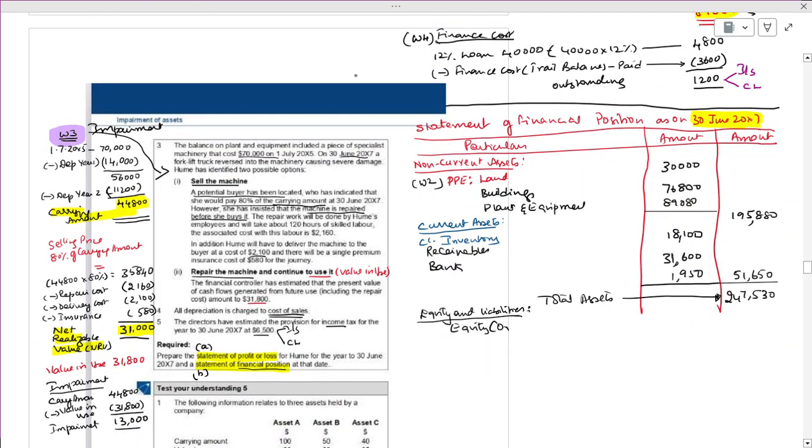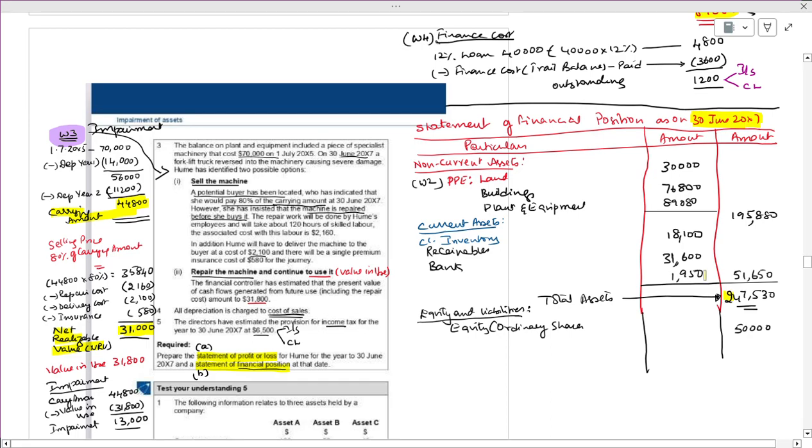Ordinary shares. Put two lines. When you are putting two lines, it means that is the end. Okay. That is the end. Ordinary shares are how much? 50,000. Okay, ordinary shares are how much? 50,000.